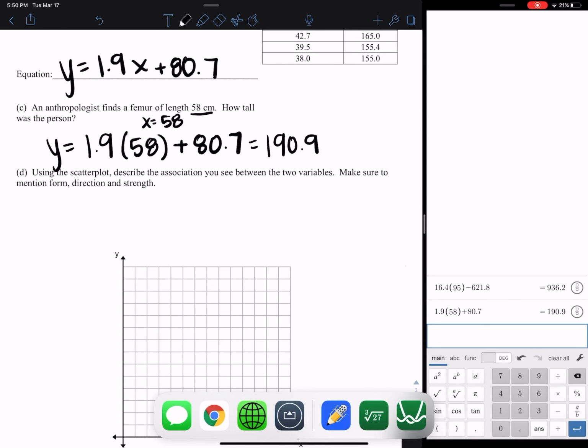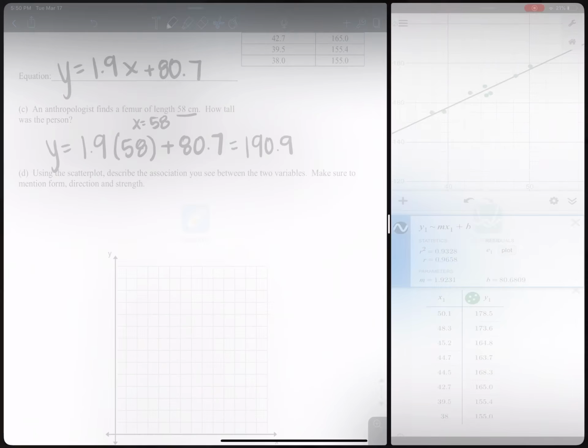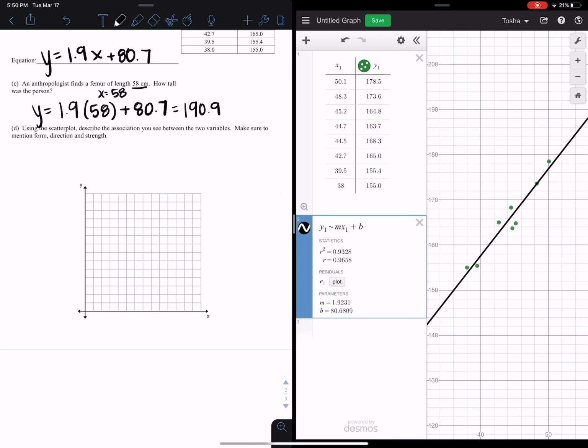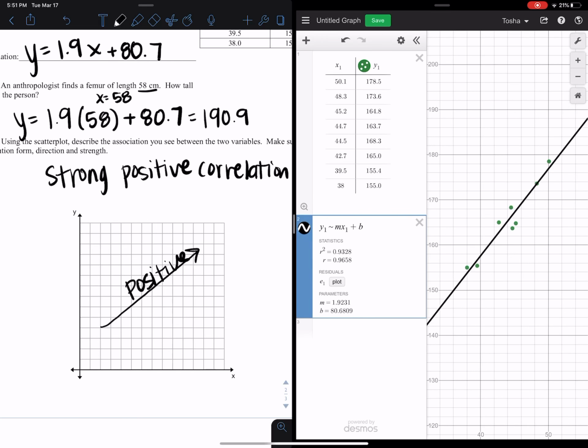So the last question, I'm going to bring up our scatter plot again, and I'll slide this over a little bit. So on this one, I would also say is a strong positive correlation, because the slope is going up. So if you have a slope going up like this, it would be positive. And then what a negative slope would look like is if you had a line going down. This would be negative.